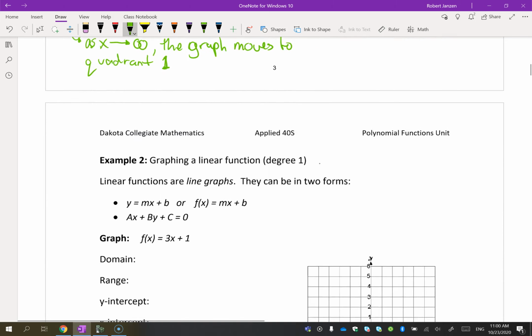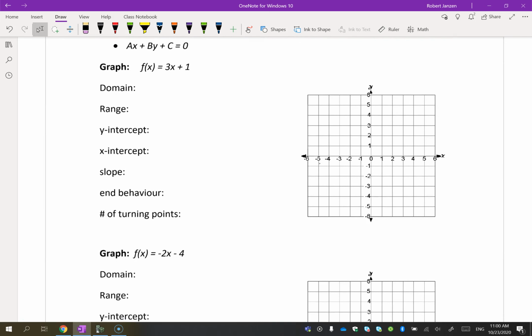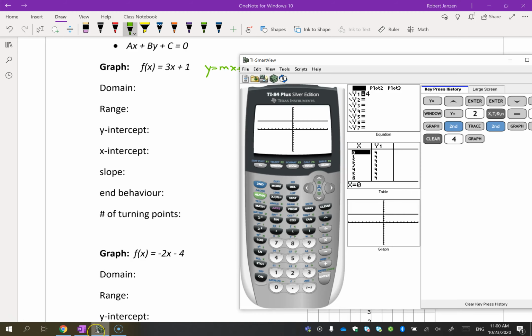Okay, so that's our first try. Let's look at another one. So this one, hopefully this will remind you of y equals mx plus b. We spent lots of time in grade 10 on that. So let's go here to y equals. We're going to clear it, and this time we're going to enter 3x plus 1. All right, and graph it.